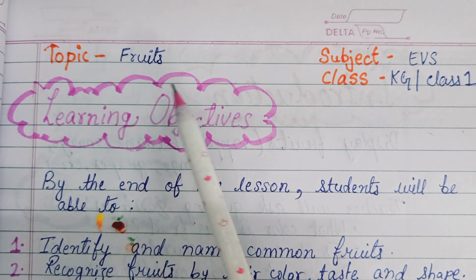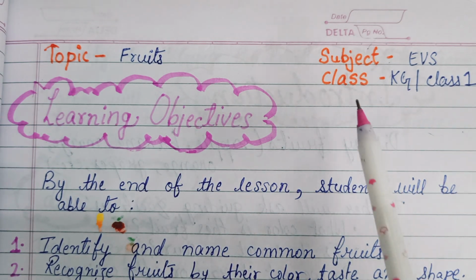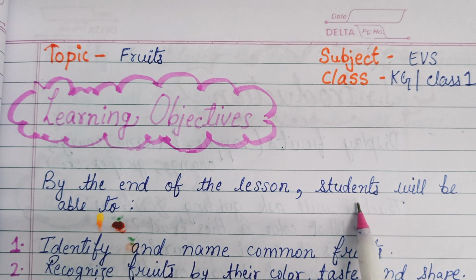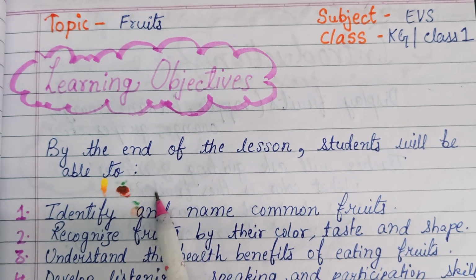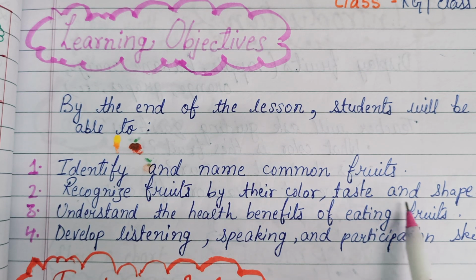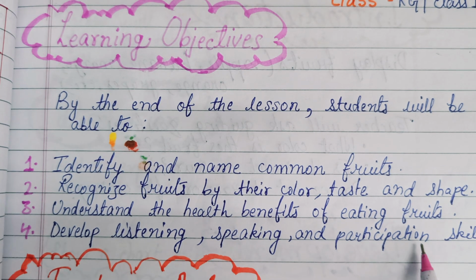Today's topic is fruits, subject EVS, class first. Learning objectives. By the end of the lesson, students will be able to: first, identify and name common fruits; second, recognize fruits by their color, taste and shape; third, understand the health benefits of eating fruits; fourth, develop listening, speaking, and participation skills.